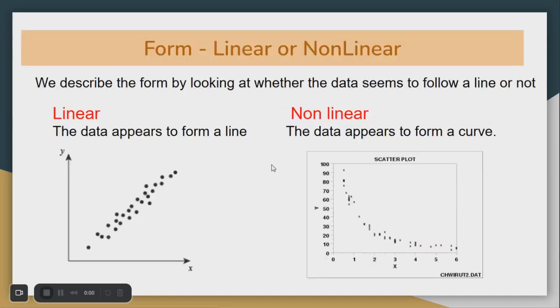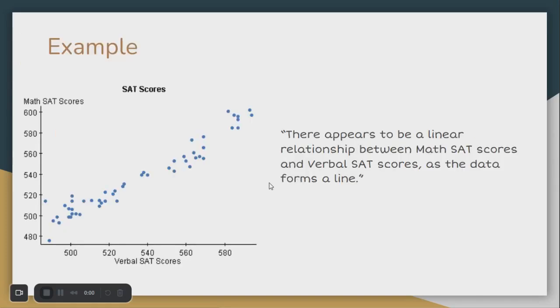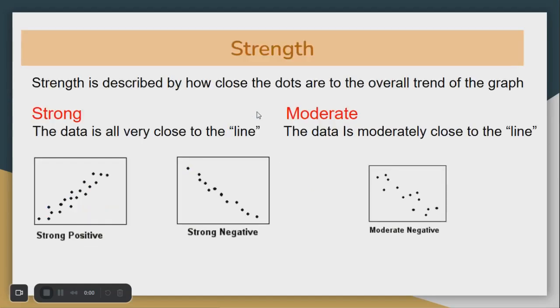The next one to look at is whether the data is looking like a line, or linear. If it looks like it's forming a line or very close to a line, we would call it a linear association. But you can see in this one, it doesn't look like a line, so that's non-linear. We don't need to know what it actually is. We're just doing linear versus non-linear. So in this example, there appears to be a linear relationship between the math SAT scores and the verbal SAT scores as the data forms a line. So we can see that there's approximately a line going upwards. So we would write that it's positive as well.